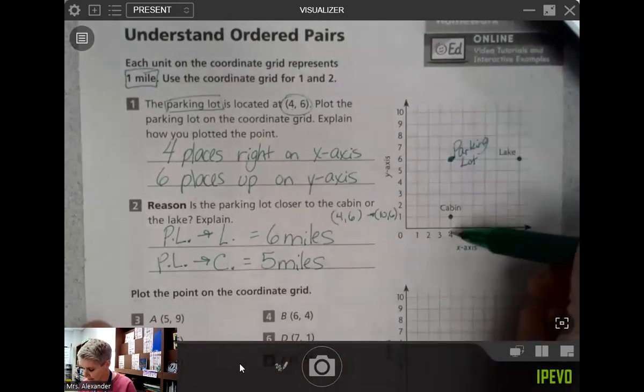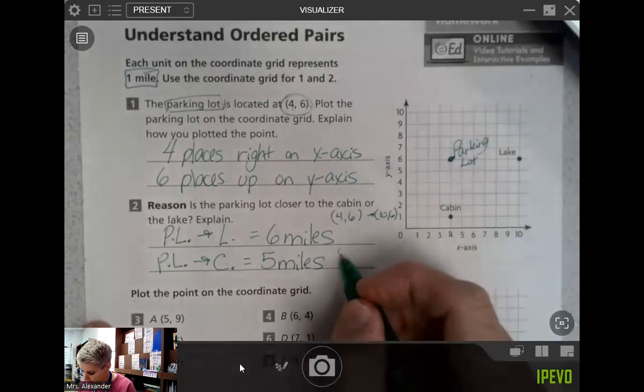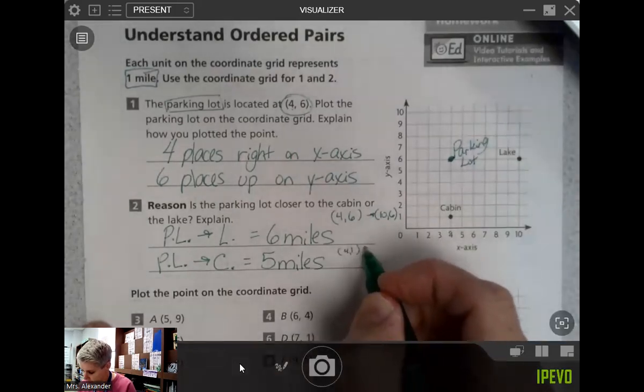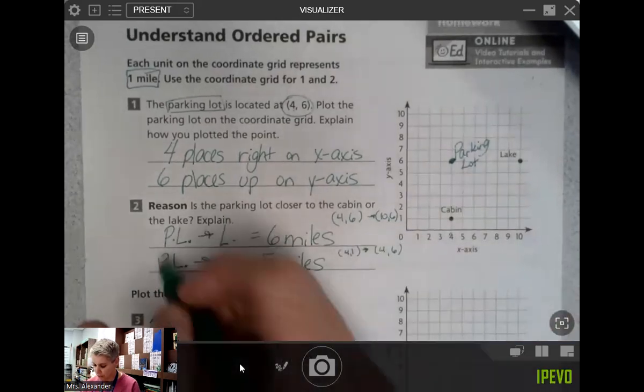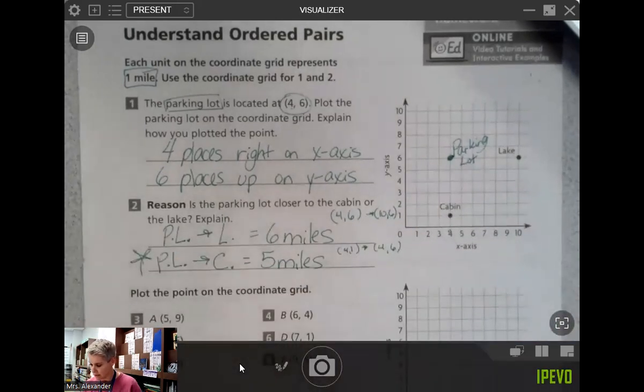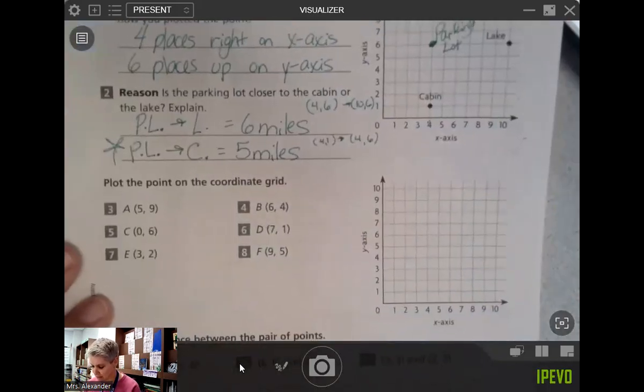Parking lot to cabin, 4, 1 to 4, 6. Yeah, 5 miles difference. So parking lot to cabin is closer. I was wrong with my eyes. Maybe I need to go to the eye doctor. All right, I'm glad I checked it to explain.